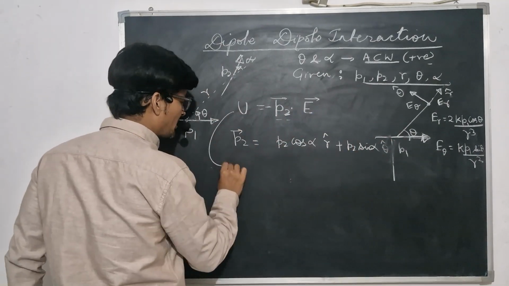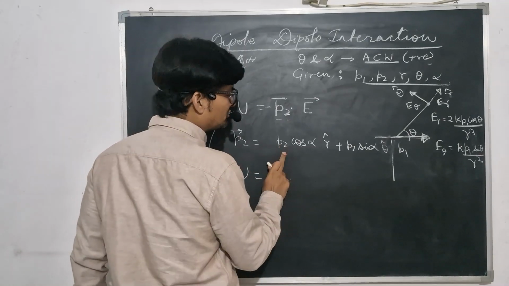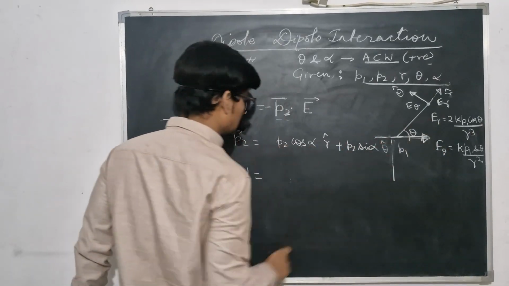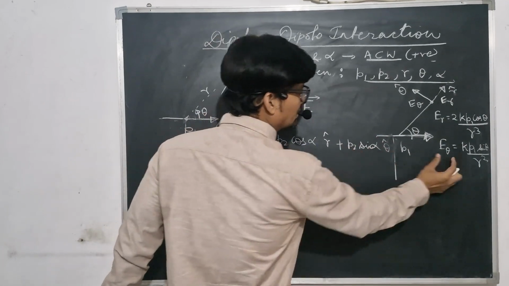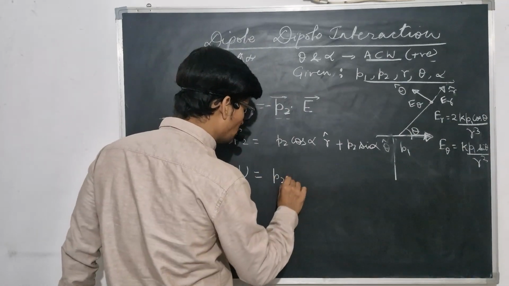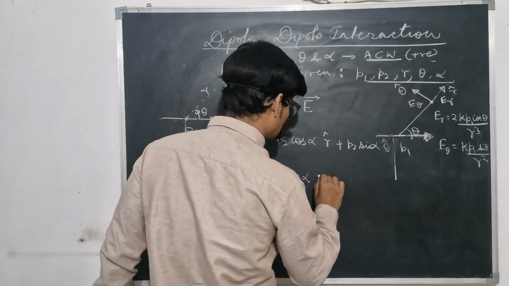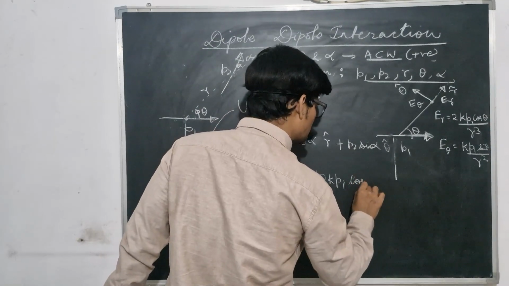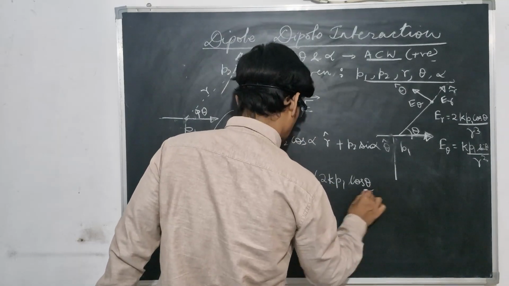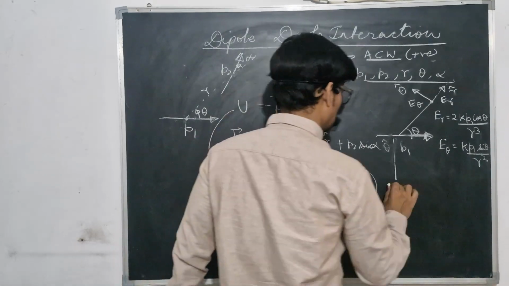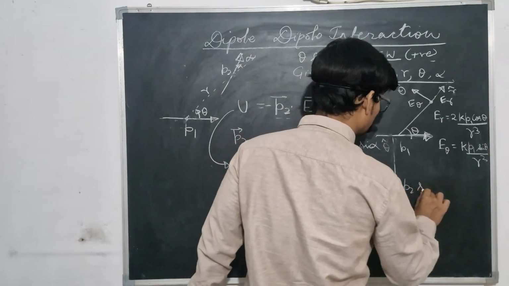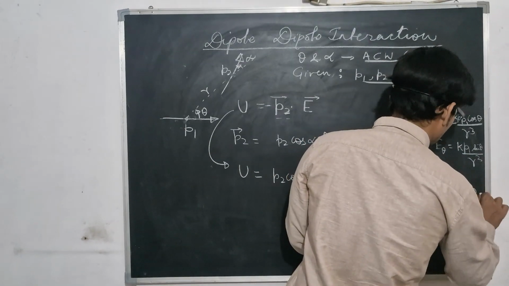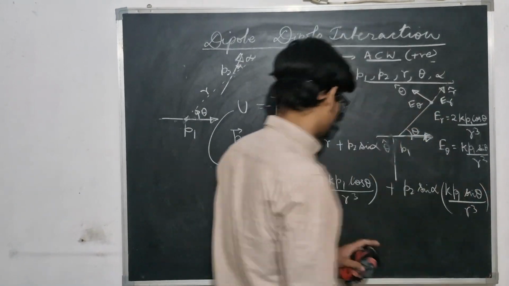So U can be written directly. What is your U? U will be this dot product. The dot product means this times E_r, plus this times E theta. So it will be P2 cos alpha times 2k P1 cos theta by r cube, plus P2 sin alpha times k P1 sin theta upon r cube. Okay, so we have this, right?